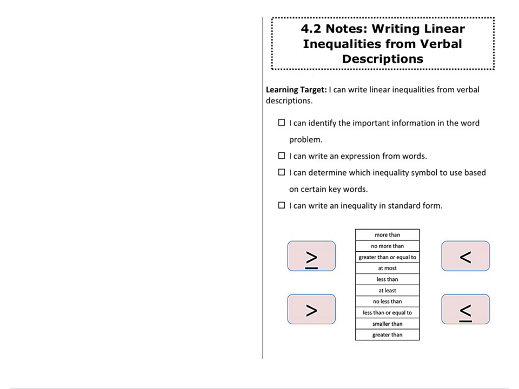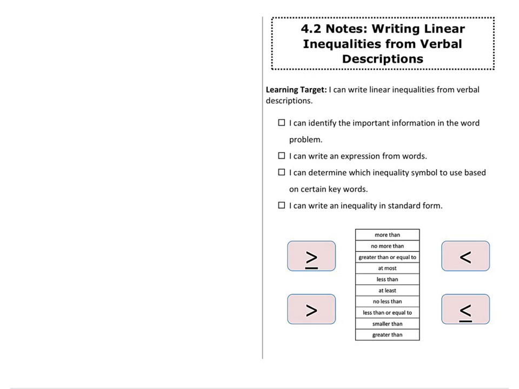In our last lesson, we looked at graphing linear inequalities. They're similar to linear equations, except that our solution includes anything either above or below the line. Sometimes it includes the line, sometimes it doesn't. And now we're going to continue that idea by learning how to write these kinds of problems from word problems.